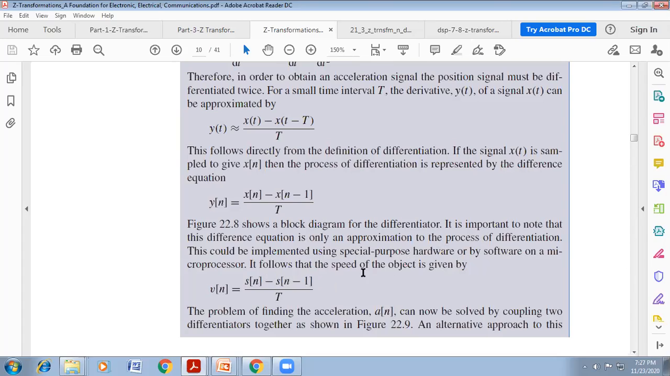It follows that the speed of the object is given by this, the speed of the object, that means v[n]. Actually it is not speed, it must be velocity, because displacement is given here. If it is considered not displacement but simply distance, then it will be speed. But if we consider displacement, then it will be what?